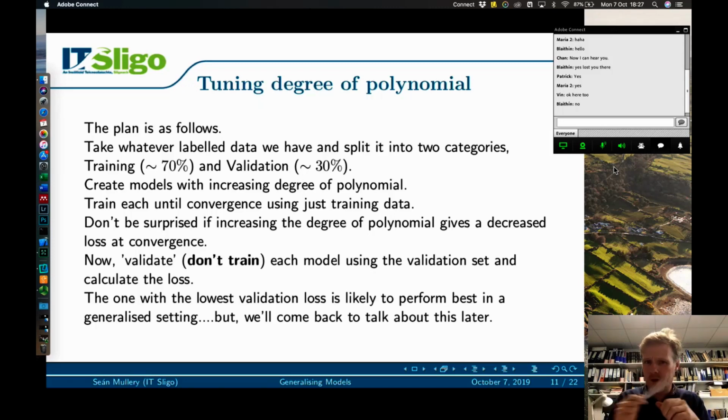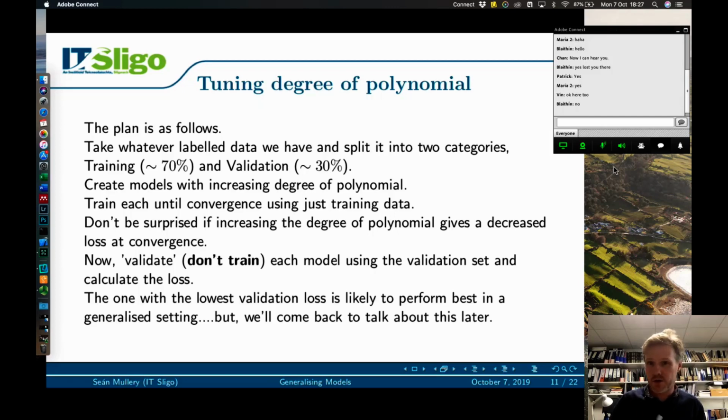We'll train each of them until they converge. That basically means until their loss goes no lower on our training data. So it'll level out in some way. So train each of them until they've converged at that point, using the training data only. And as I say, don't be surprised if increasing the degree of the polynomial gives you a decreased loss at convergence. In other words, that the loss is lower. That's not necessarily a good thing, as I say, and we'll see why in a moment.